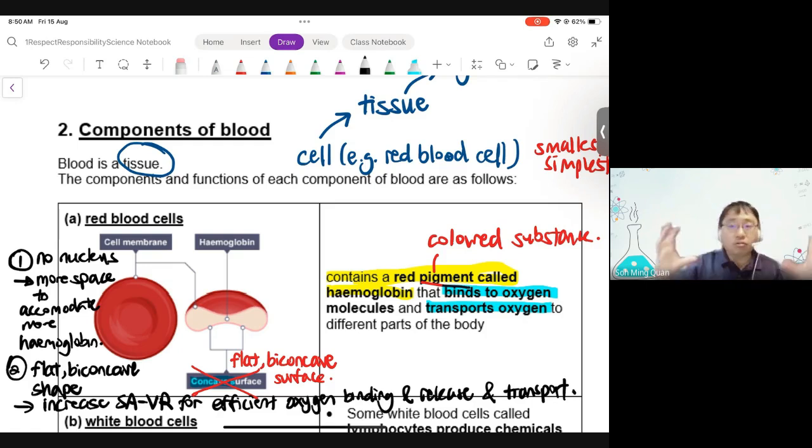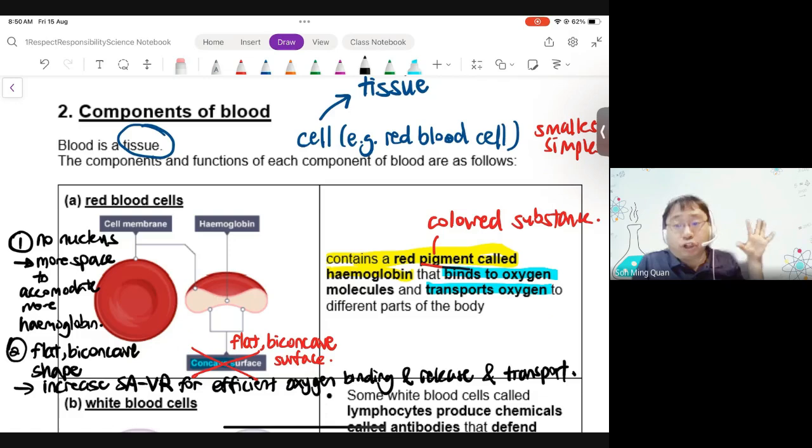So again, we return to this idea of surface area to volume ratio. By having a flat biconcave shape, that means it's actually curving inwards on both sides. It increases the surface area to volume ratio for very efficient binding to oxygen, releasing oxygen, as well as transporting oxygen. So the idea is to increase surface area to volume ratio. All right. So these are the two structural adaptations of red blood cells and how they allow the red blood cells to perform their function. Okay, now these are useful to know, so I would advise that we learn this, given that red blood cells are already the majority of cells in the blood.